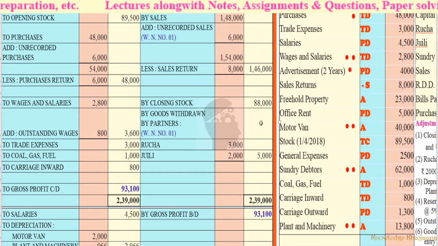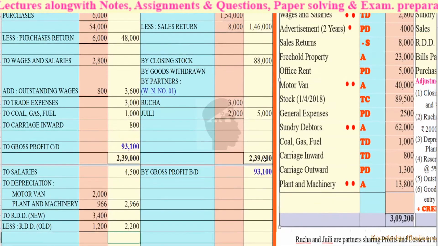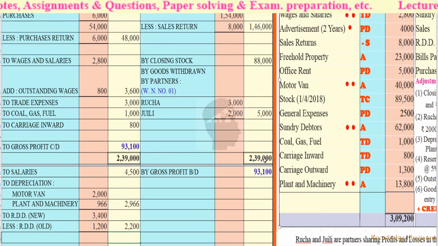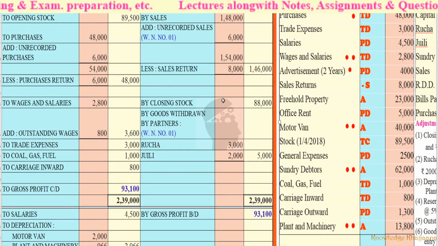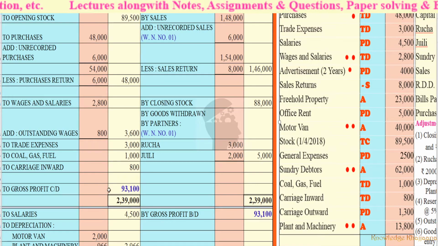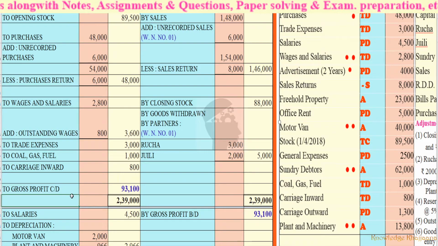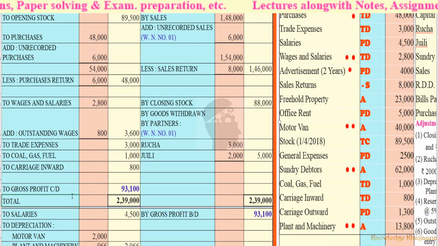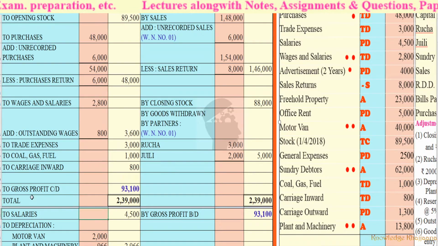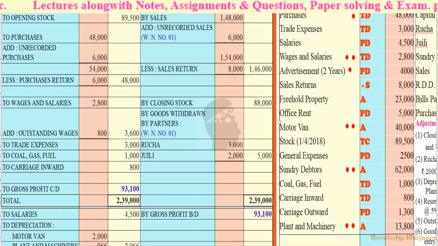So the total of credit side is rupees 2,39,000. Okay, it seems that values on the credit side are more. Actually, we'll write the same total over here. Total, right? Same total over here. That is rupees 2,39,000.